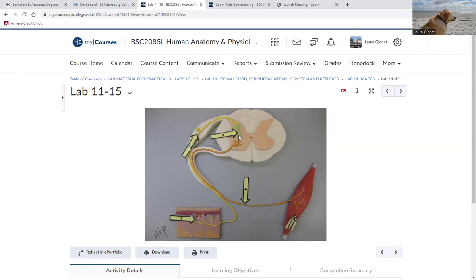It synapses with the green neuron here. That's an association or interneuron. Its cell body is in the posterior gray horn. It carries the impulse to the motor neuron in the anterior or ventral horn. Then the motor neuron carries the impulse away in the orange neuron to the effector in red here.